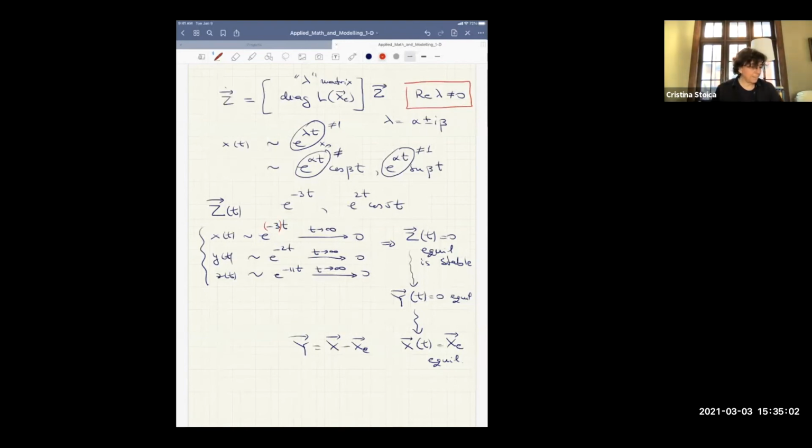So here I have an example, or two examples actually. So here I'll write it like a note, okay? If there is a lambda, an eigenvalue, such that the real part is zero, then that's what I wrote in my notes. We need other methods. Well, of course we need something else. We need other methods, okay?